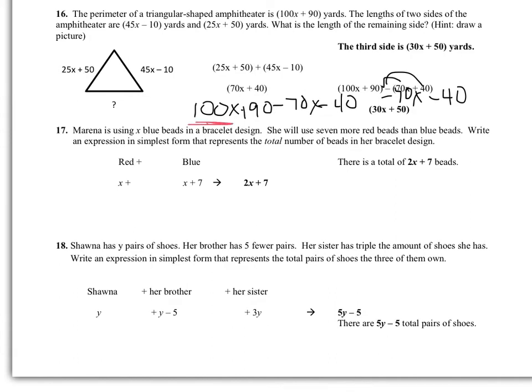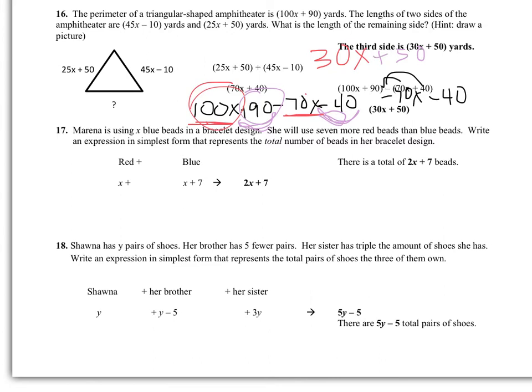And I'm going to have my 100x and my negative 70x. Those are different signs. I have positive and I have negative. Subtract them. So 100 minus 70 is 30. I definitely have more positives, so that's a positive. Then I'm going to take my constants. I have a positive 90 and a negative 40. Signs are different again. So I'm going to subtract them. 90 minus 40 is 50. Again, I definitely have more positives, so it's plus 50.